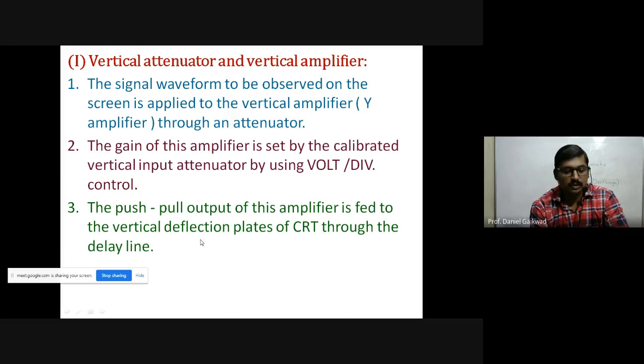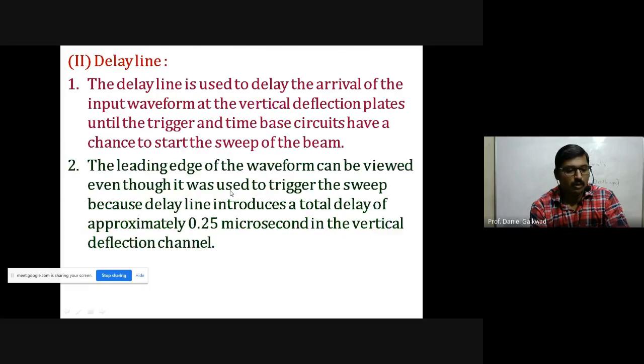So the delay line adjusts the time interval, and accordingly there is a fluctuation of the beam in the vertical direction. Now we have the second block, called the delay line. What is the special function of the delay line in this particular CRO? Check carefully, we have already learned up to this in the last lecture.